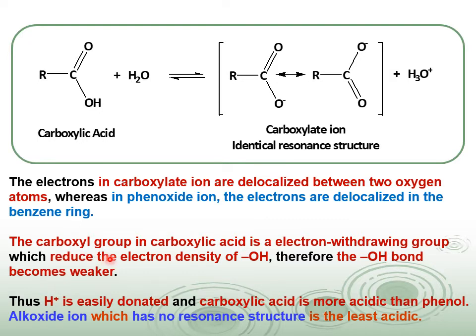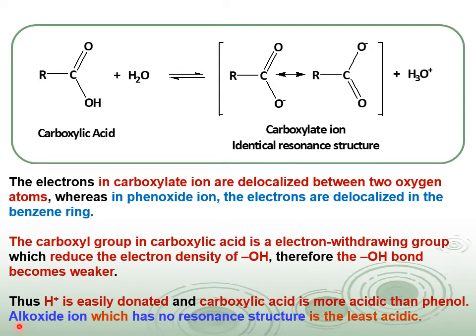The carboxyl group in carboxylic acid is an electron withdrawing group, EWG, whereby it will reduce the electron density of the hydroxy group. So here, the hydroxy bond becomes weaker, making the electrons move around rapidly. The proton is now easily donated. Where is the proton? This one, H+, is going to be given to water and it will produce hydronium ion. Therefore, carboxylic acid is more acidic than phenol.